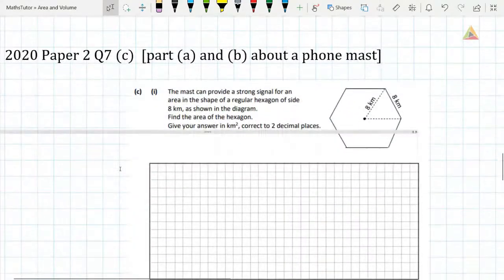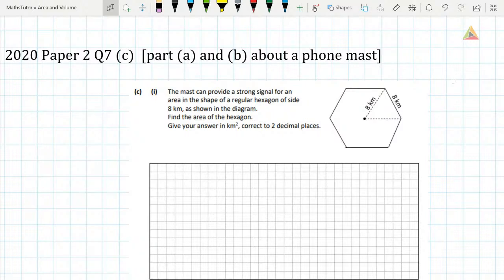The last question that we're going to look at today then from Area and Volume 1 is going to be from 2020 paper 2, and it's question 7 part C. So part A and B we're talking about a phone mast, but it's the part C that I wanted to look at with you in this, because this is about an unusual shape that we don't have a formula for in our tables. So it says the mast can provide a strong signal for an area in the shape of a regular hexagon of side 8 kilometers as shown in the diagram.